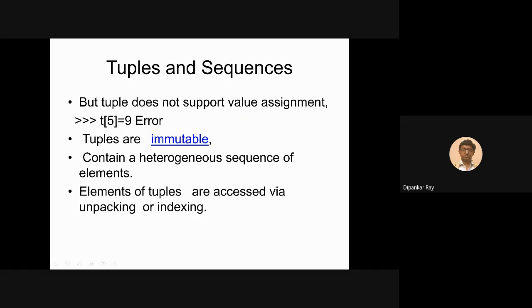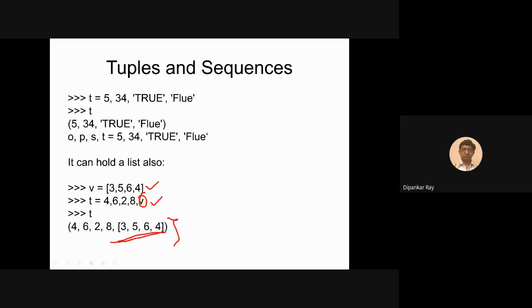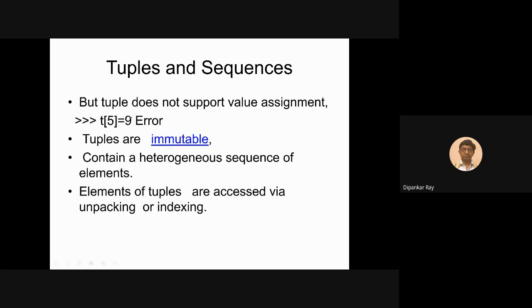But tuple does not support value assignment. So if we have T5, we cannot modify T5. What is this T5 here? 0, 1, 2, 3, 4, 5. So we cannot modify this one or update this. Tuples are immutable. That I already mentioned.